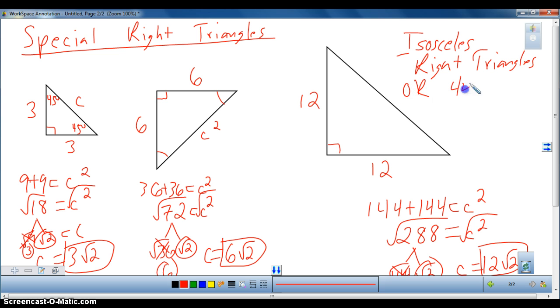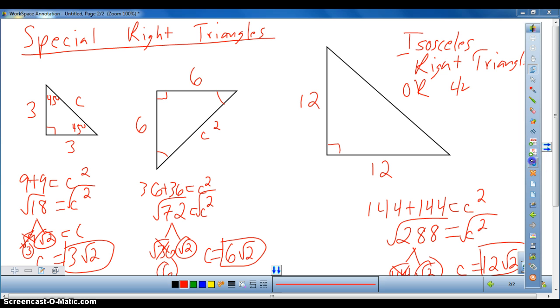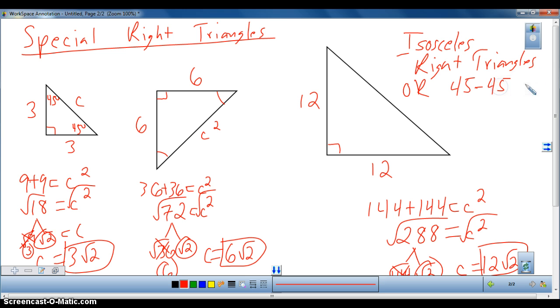Or 45, 45, 90 triangles. And that's one of the two patterns we're going to use today. So, practicing a couple more like this.